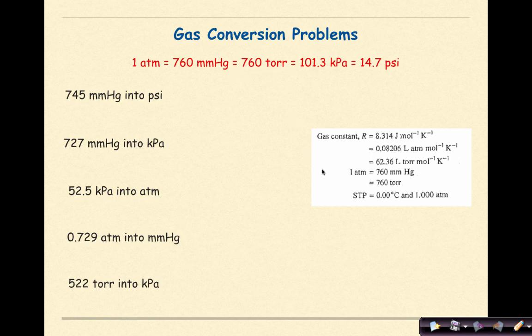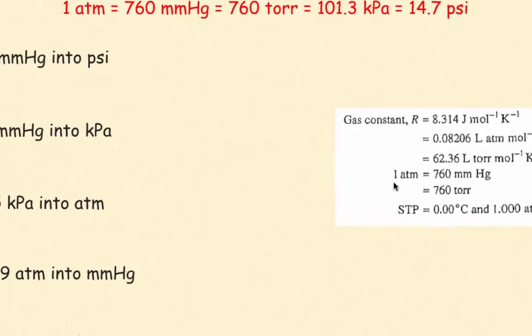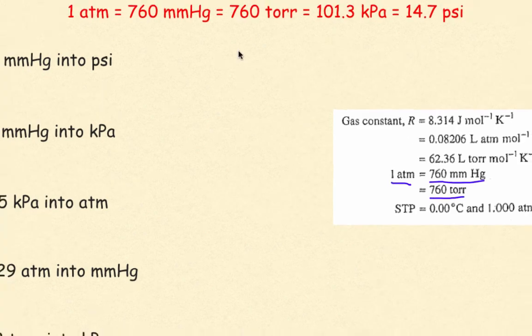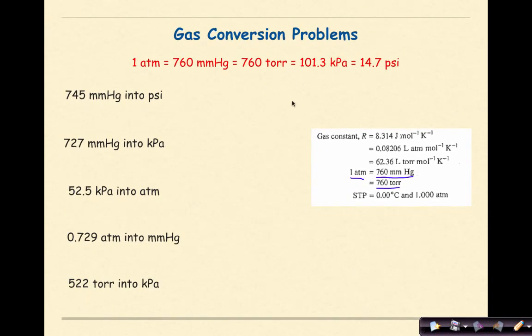You should also be aware of the fact that there are conversion units on your AP Chemistry reference table. Specifically, they tell you that 1 atmosphere is equal to 760 millimeters of mercury, which is also equal to 760 torr, just like we see up here. So as we go through these conversions in a moment, know that there are gas conversions on your reference table to refer to.